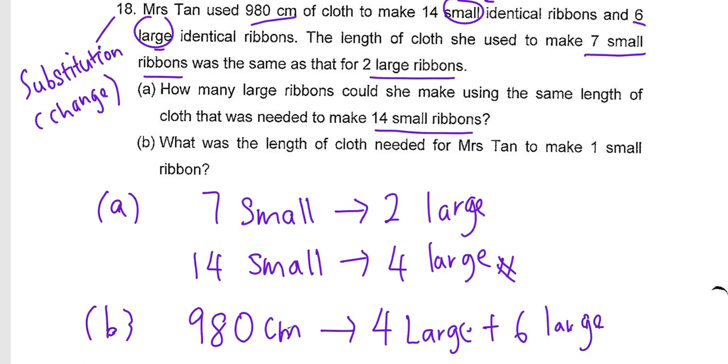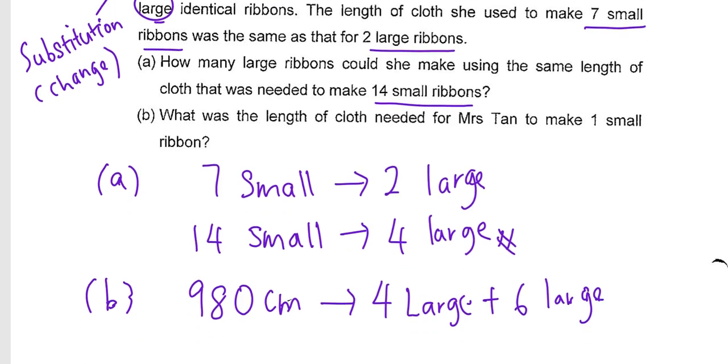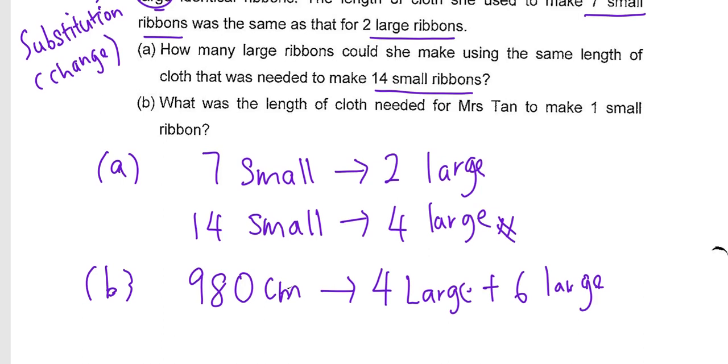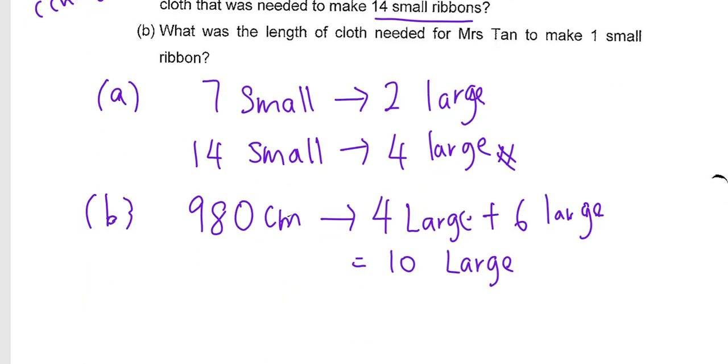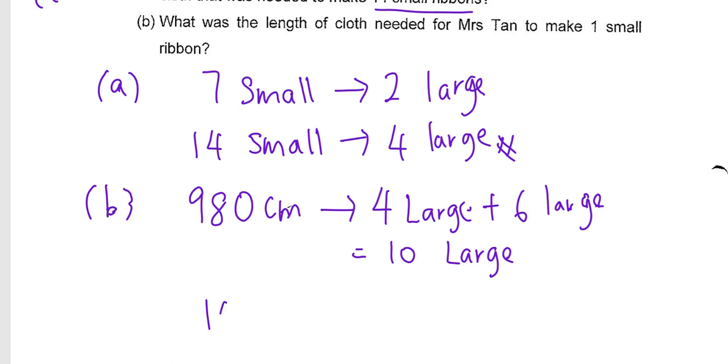Okay? So now, it is so much easier for me to compare because I've changed all the ribbons into big ones. This 980 centimeters allows me to make up to 10 large ribbons. So I no longer look at small ribbons. I have changed those small ribbons to look as though they are large ribbons. So this 980 centimeters is actually for 10 large ribbons. Alright, now let's find out. So it is like units now. 10 large ones, I can actually use up 980.